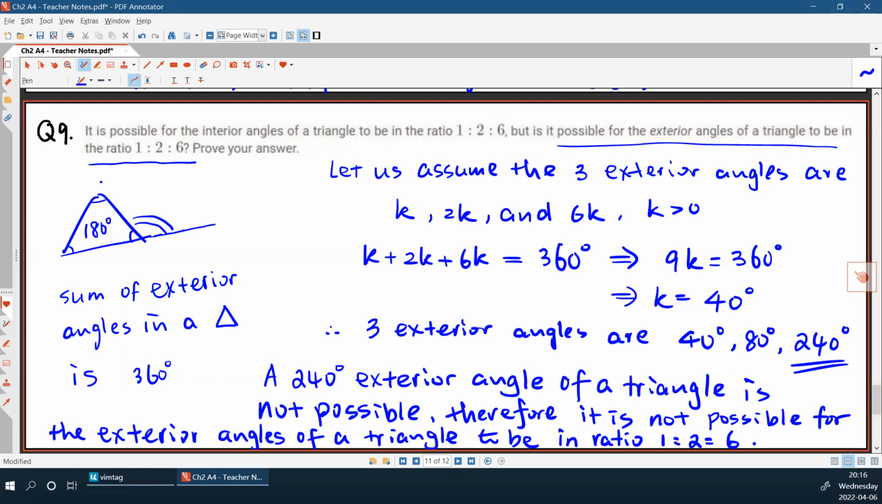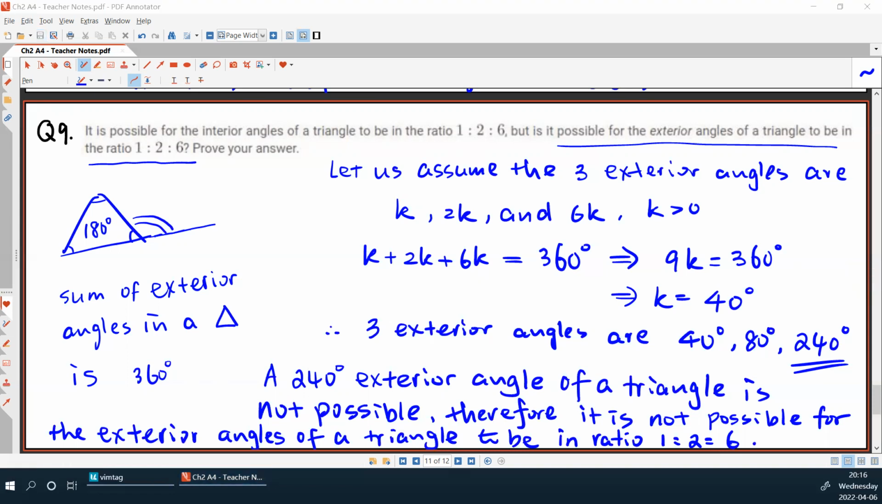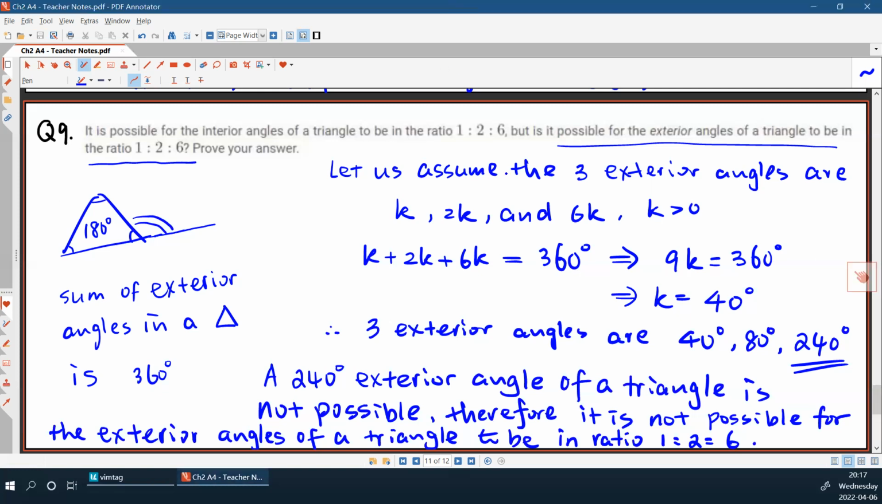Okay, have a look at this question and let me know if you finish. Okay. All right, then let's have a look at the next one.